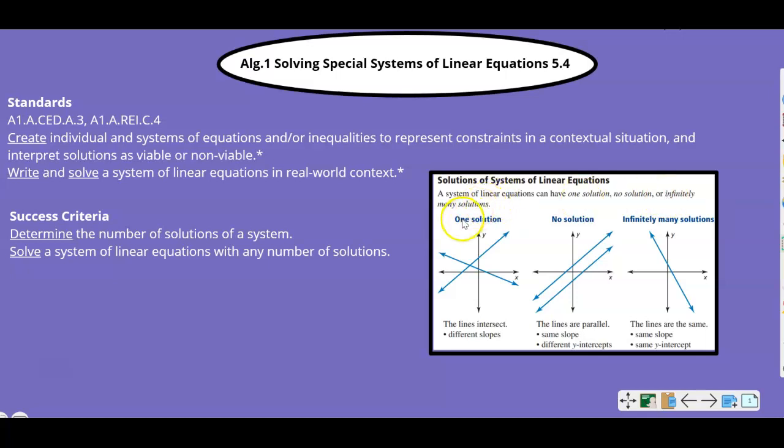Or infinitely many solutions. Infinitely many solutions means you have two equations that have the same line, the same slope, and the same y-intercept. Everything in the equation is the same. It may be written in a different form, but if you change one equation and put it in the same form as the other, you're going to see that they have the same slope and the same y-intercept.